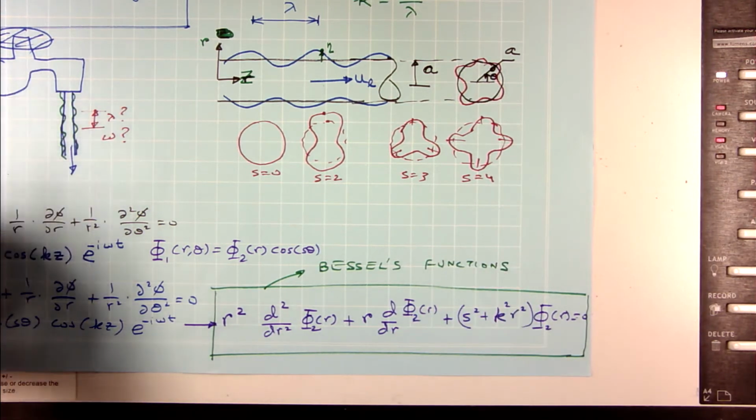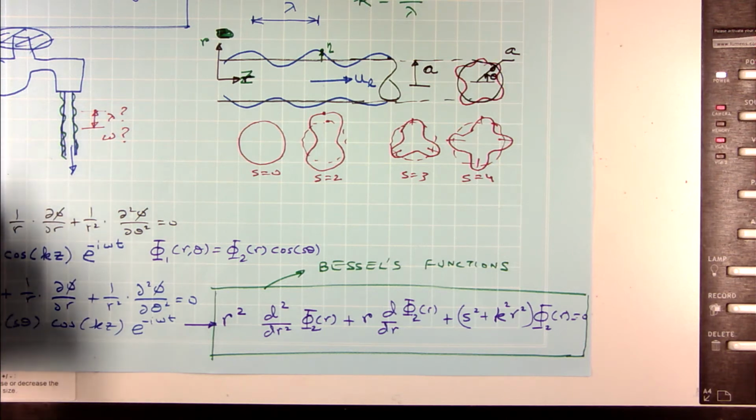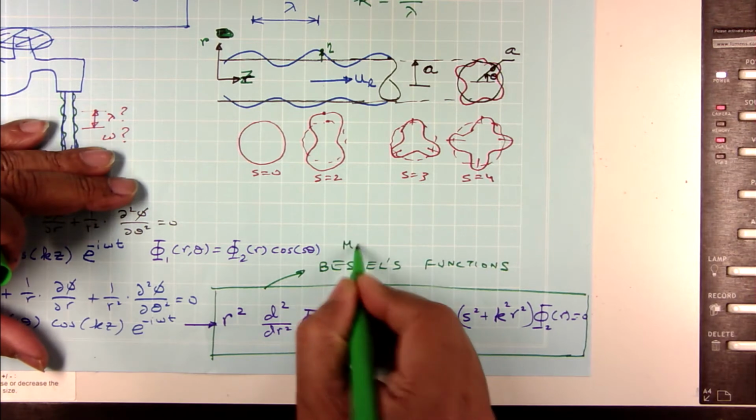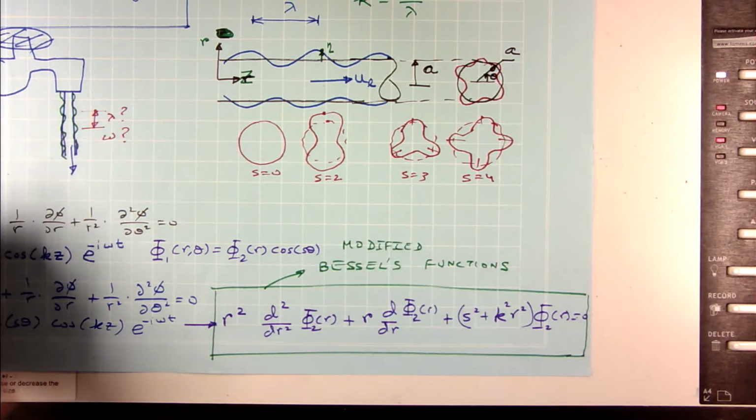Read a little bit about Bessel's functions. Okay. So, Bessel's functions have very interesting properties, or rather what are known as modified Bessel's functions, I am sorry. And so, you get modified Bessel's functions of the first kind and modified Bessel's functions of the second kind and so on. Okay.